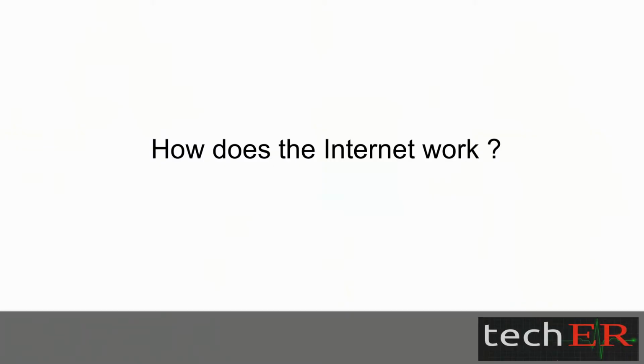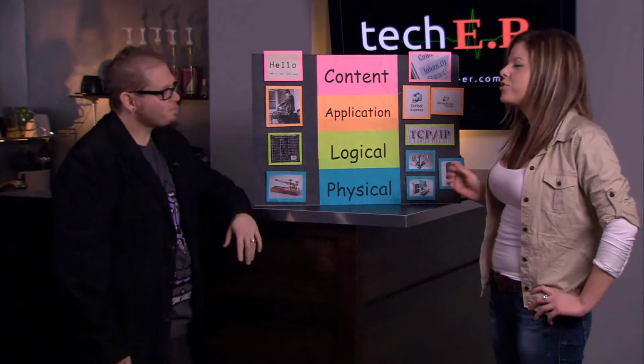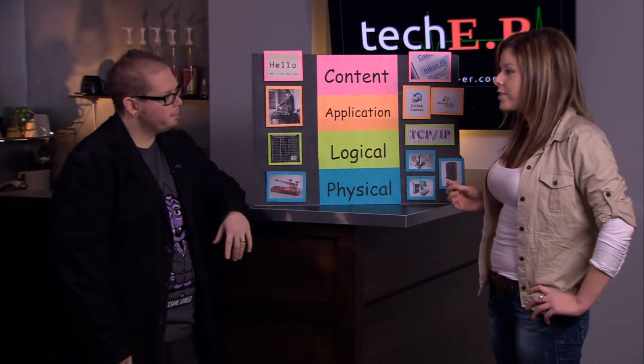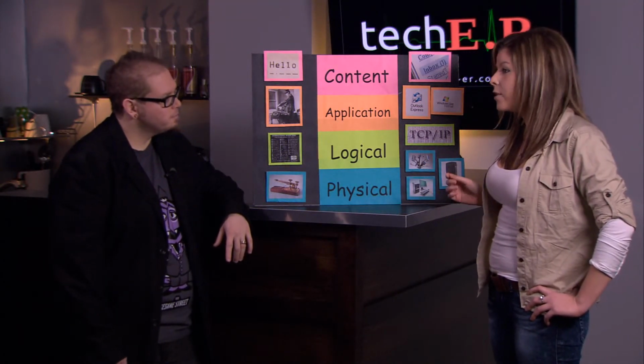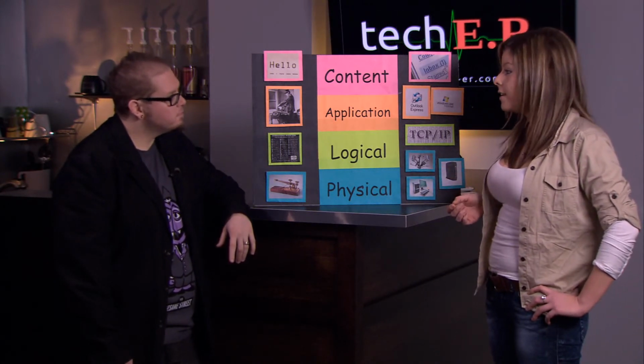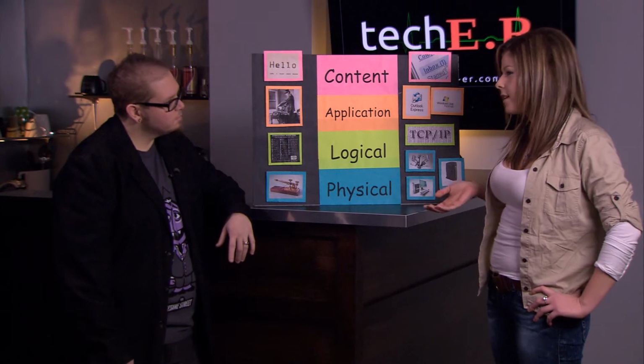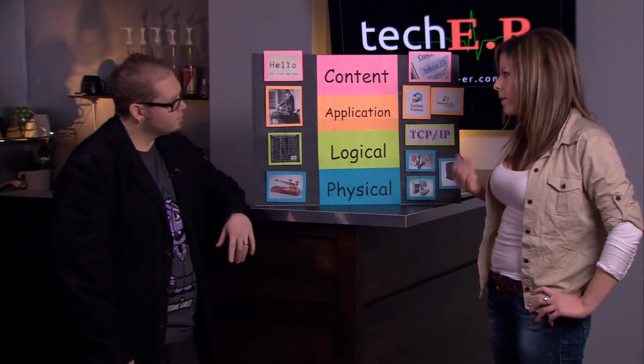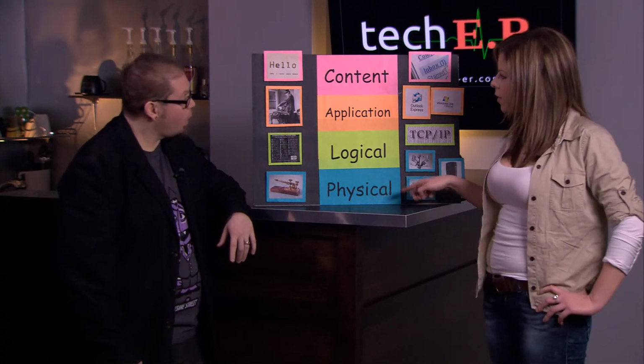Exactly. But I'm going to prove you guys wrong today. I'm going to show you just how simple it is to understand how the internet works. Now you can actually appreciate how unique this infrastructure really is. So the internet, the best way to think about it is in terms of a 4-layer model. So let's start from the bottom and work our way up to the top.